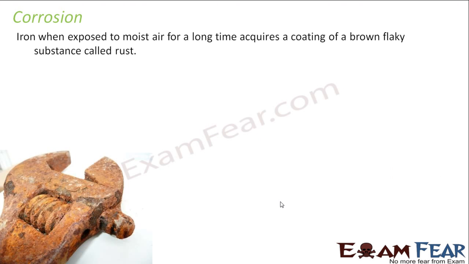Now let's start with a new topic called corrosion. What is corrosion? When iron is exposed to moist air for a long time, it gets this brown flaky substance. This is called rust, and this process is called corrosion.